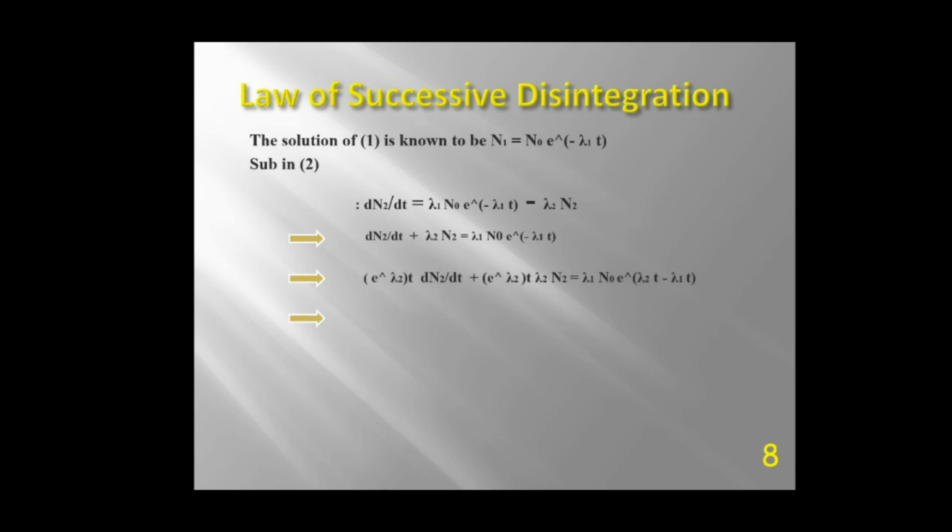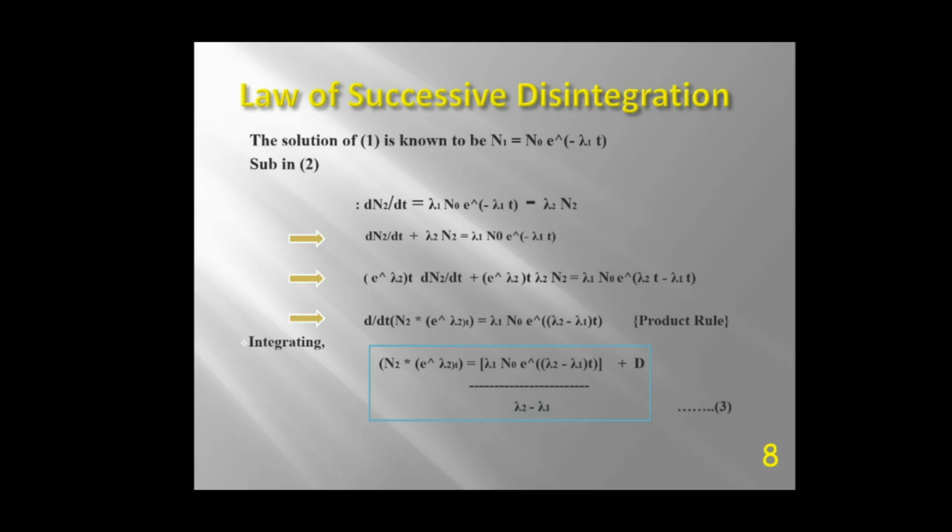to the left-hand side, then we multiply with e raised to lambda 2 t in the next step, and next is the product rule. When g and y are functions of x and we take the derivative of the product, we use the product rule, which is g into the derivative of y plus y into the derivative of g. We take the reverse order and we get this equation. Then comes the basic integration, and we get the final equation as N2 e raised to lambda 2 t equals lambda 1 N0 e raised to (lambda 2 minus lambda 1) t divided by (lambda 2 minus lambda 1) plus D, where D is the constant of integration.